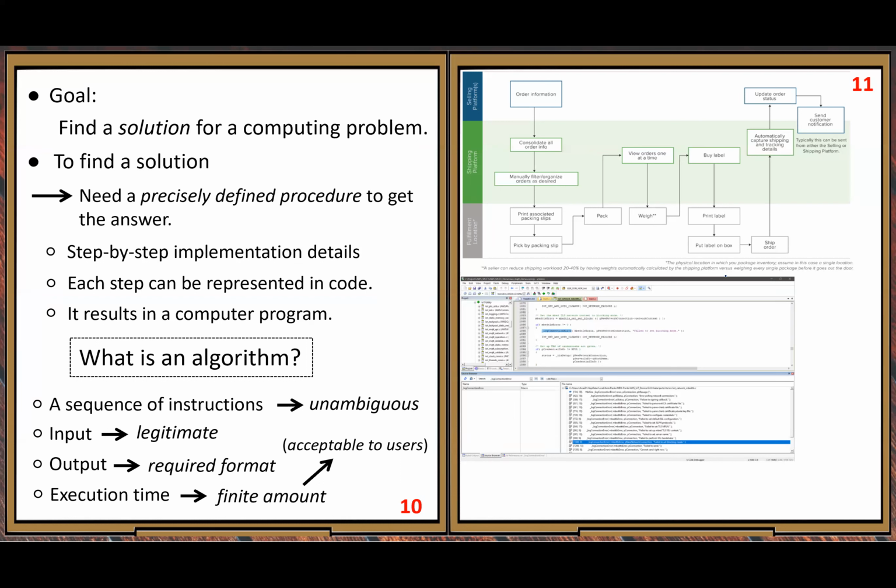So at this point, that's the overview of an algorithm. First we understand it in a general overview before we get into the details. Any questions at this point? Okay. All right.